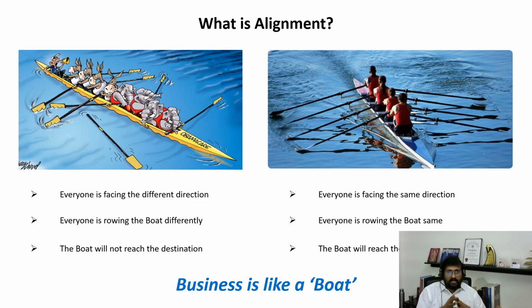If the OKRs have been set not in alignment with the company level or with your group level, what happens? As in the first picture, everyone does something different. Finally, we will not reach anywhere, right? We will be staying here and there, right?